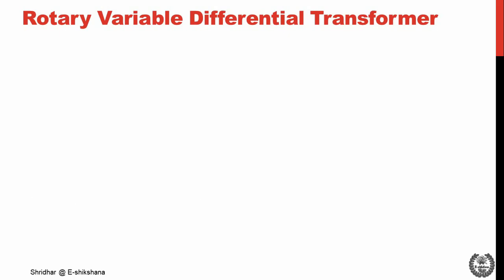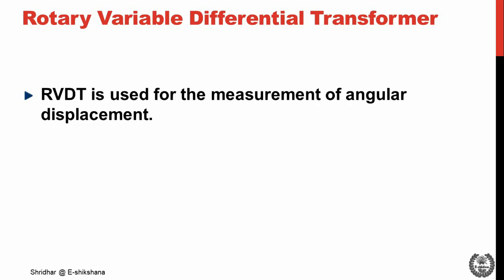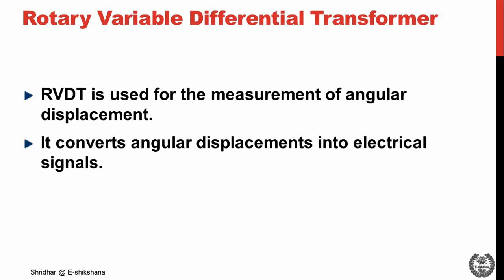Next, we'll discuss the Rotary Variable Differential Transformer. In short, we can call it RVDT. RVDTs are used for measurement of angular displacement. It converts the angular displacement into an electrical signal. The operating principle is similar to that of the LVDT.